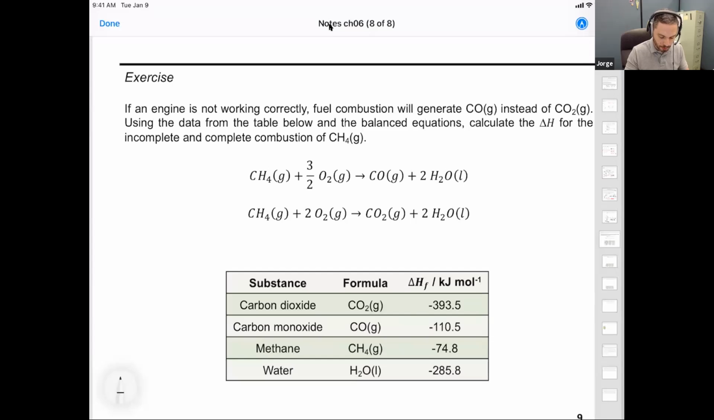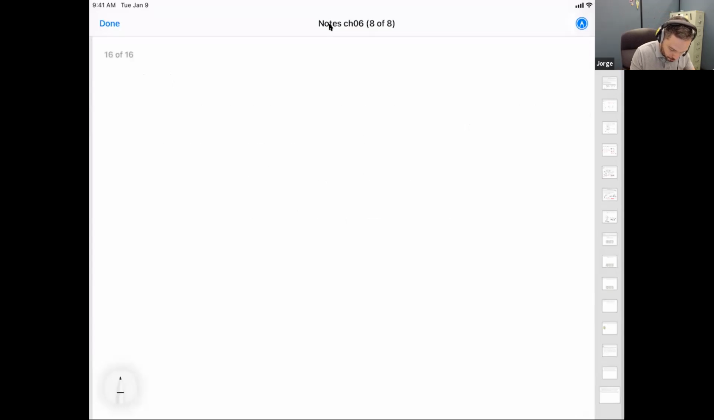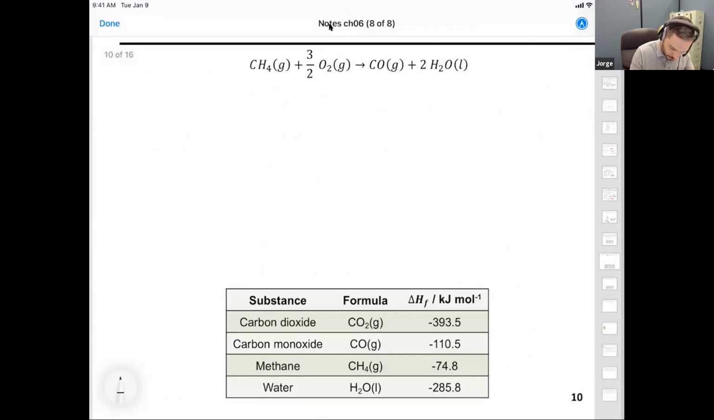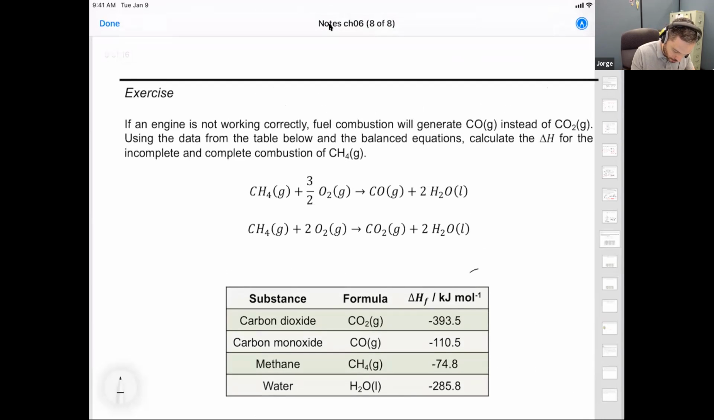Remember that the delta H of formation is basically the energy of that molecule. One thing that you should pay attention to is that enthalpy of formation is always in kilojoules per mole. Therefore, it depends on the amount of substance.